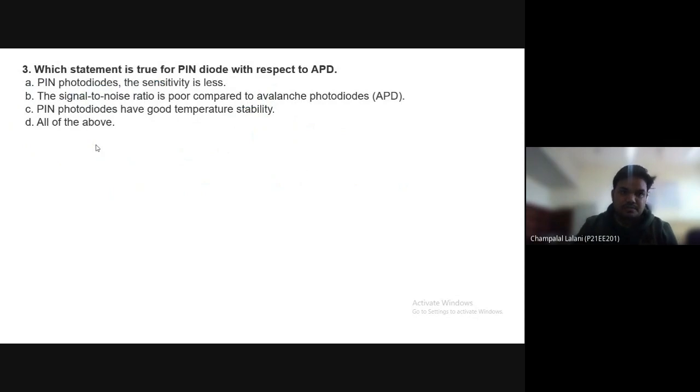Next question. Which statement is true for a pin diode with respect to APD? You read the options and, as per your opinion, give the answer: A, B, C, or D.